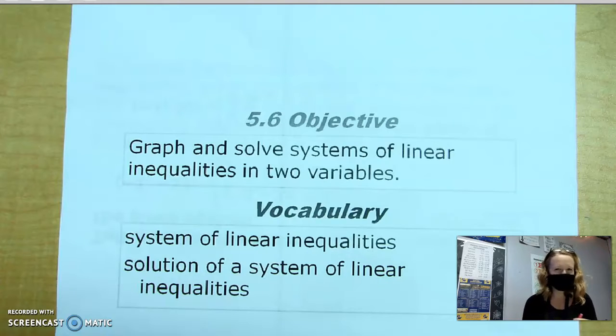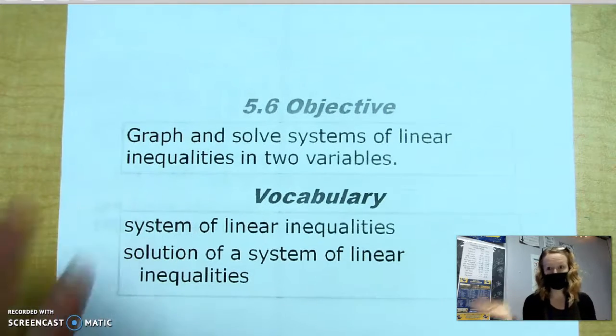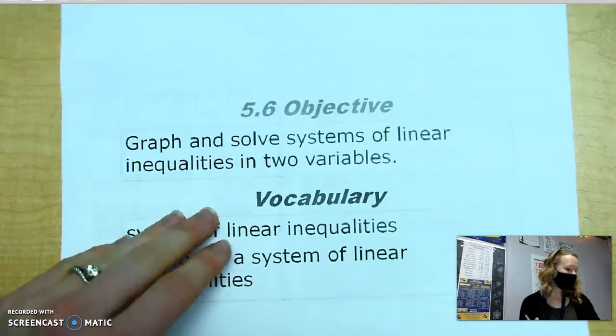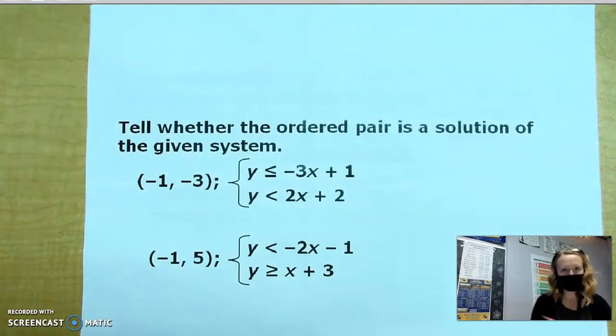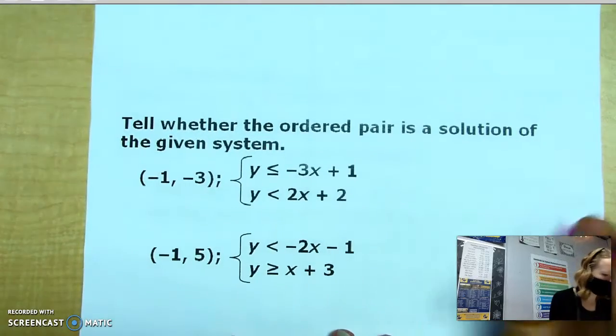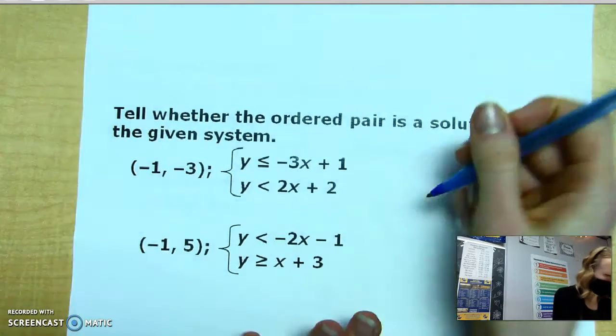Good morning, everybody. So today we're going to be solving systems of linear inequalities in two variables by graphing. Essentially, today's lesson is exactly like yesterday's, but we're doing two lines instead of one. So let's get started. Just to remind you guys, if you want to tell if an ordered pair is a solution, all you have to do is plug it in.